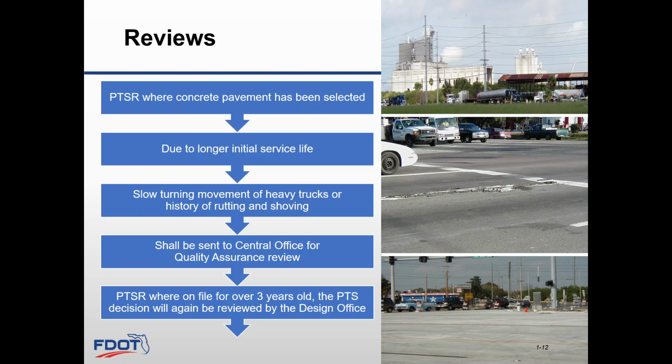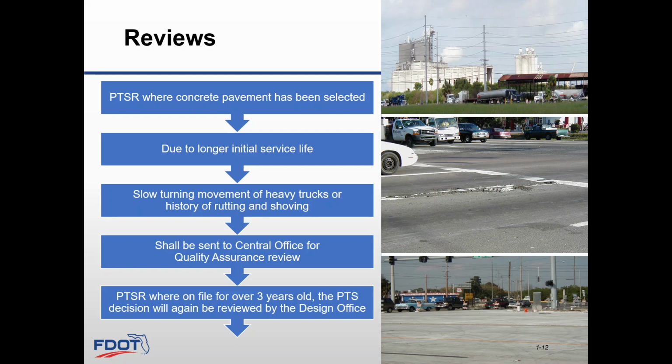For projects where the PTSR has been on file for over 3 years, the pavement type selection decision will again be reviewed by the design office at the time the pavement is to be designed to determine if any overriding factors such as unit costs or pavement technologies have changed sufficiently to warrant reconsideration. A letter to the project design file documenting this review is adequate.